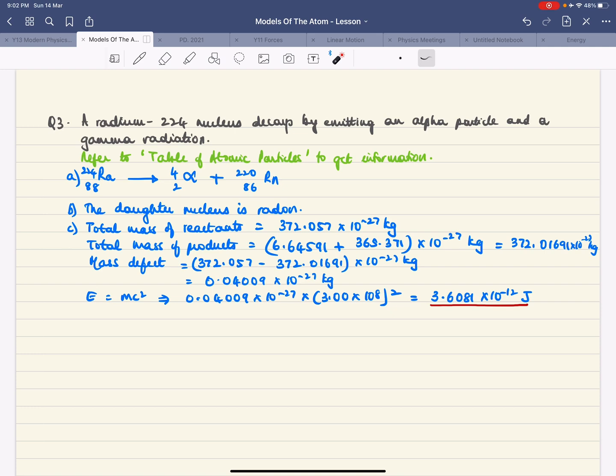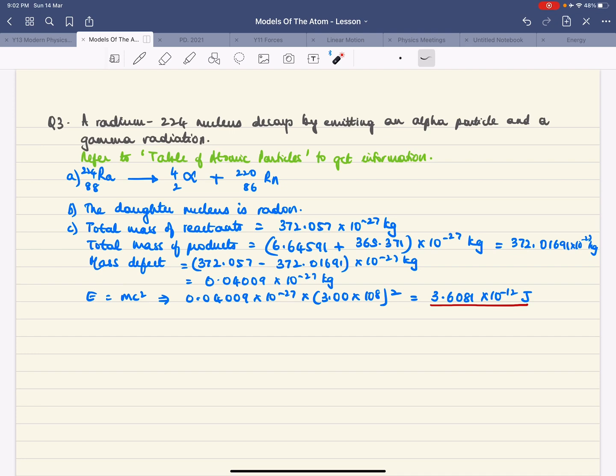Now mass defect is the difference between this mass and this mass. So the difference is the mass of the reactant minus mass of the product. So I just put these two numbers in my calculator, and I just put times 10 to the power of negative 27 outside, and what my calculator told me was 0.04009, and then I just added times 10 to the power of negative 27. So that's your mass defect, or the difference in mass of the products and reactants.